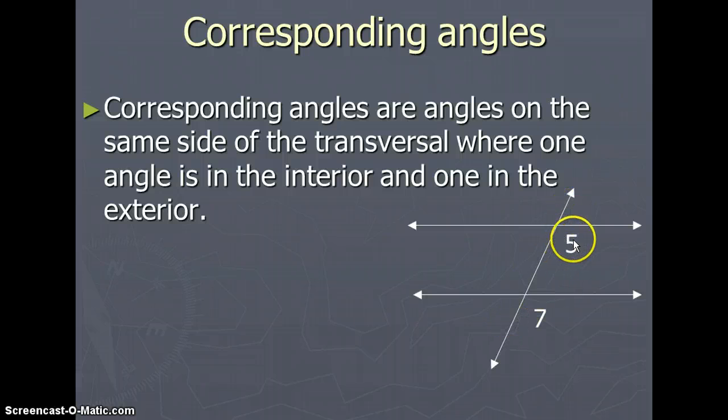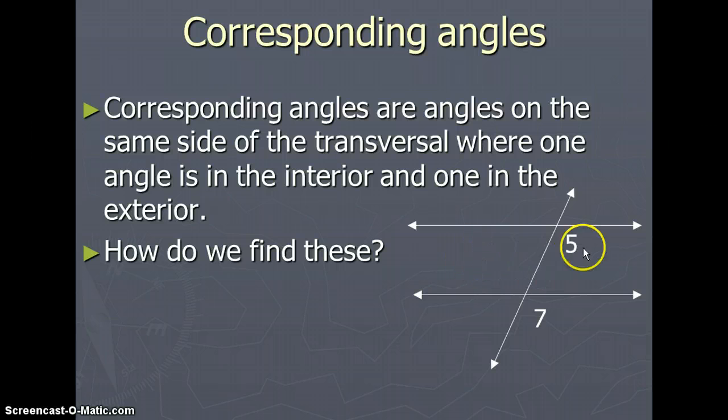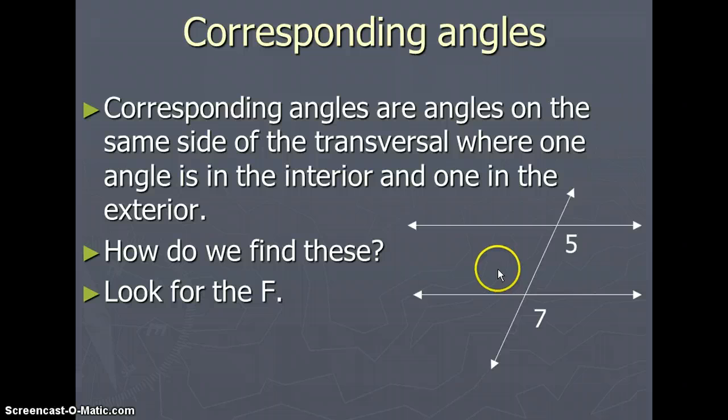Because of that relationship of being in this position right here and this position right here, we call those corresponding. If we were to look for a quick and easy way to find them, if we highlight those angles out, we get the letter F. Again, you might have to turn your paper or reflect it to see the letter F, but know there's going to be a shape that looks kind of like an F when you've got those corresponding angles.